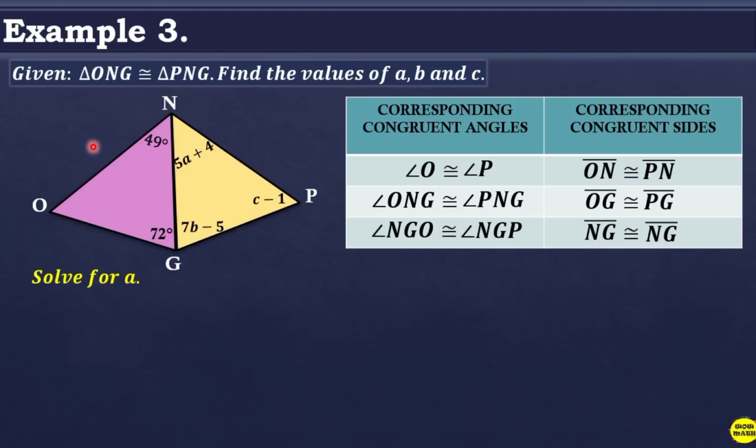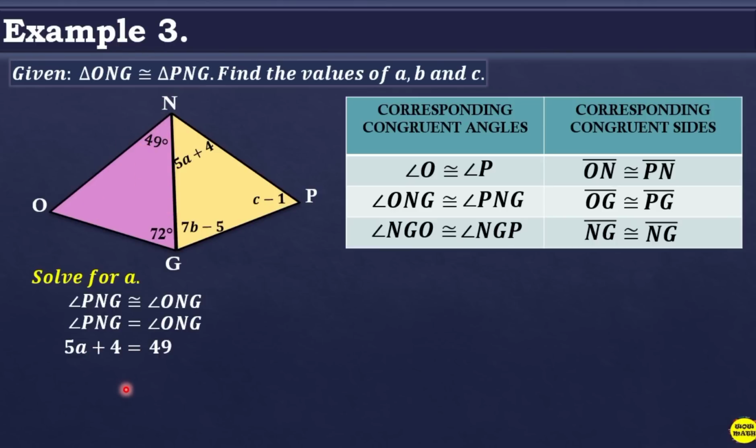So, let us solve for A. So, para makuha natin si A, this is angle PNG. Right? So, this is angle PNG. Now, angle PNG, base dito, is congruent to angle ONG dito. So, pwede na natin isolve. So, your angle PNG is equal to angle ONG. So, your PNG is 5A plus 4 is equal to 49. So, ito yung ONG mo, yung 49.